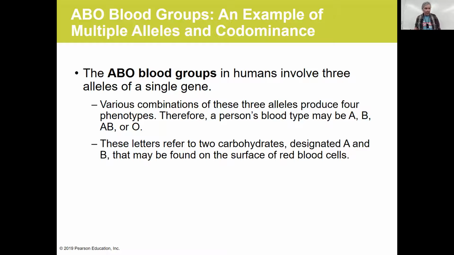O is the only one that's negative. So O is the absence of those glycoproteins. If you type O, you have neither glycoprotein. But that is recessive. You have to get an O allele from both parents in order to have O. Usually when I use it in class, I would designate the O allele as small i. So you have to have 2 small i's to have blood type O.